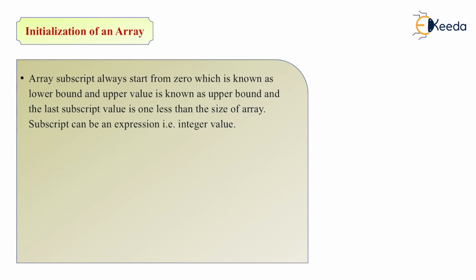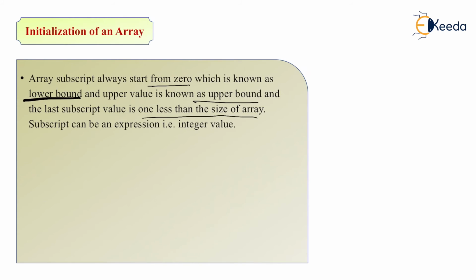As we have already studied, the array subscript always starts from 0, which is known as the lower bound, and the upper value is known as the upper bound, and the last subscript value is always 1 less than the size of the array.